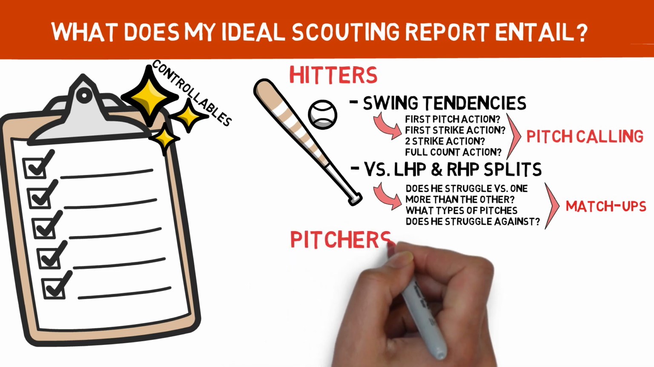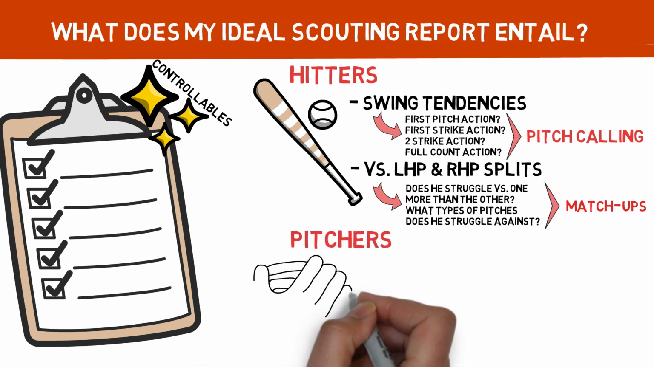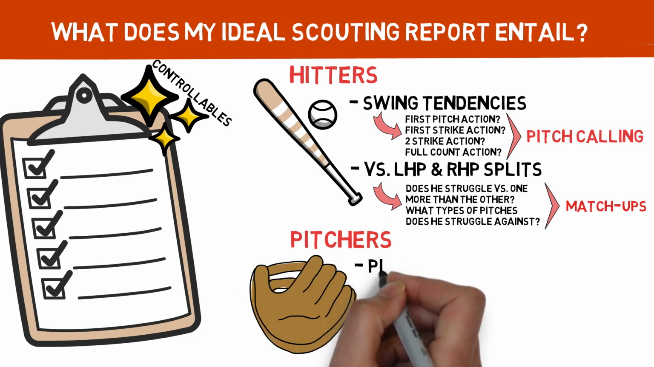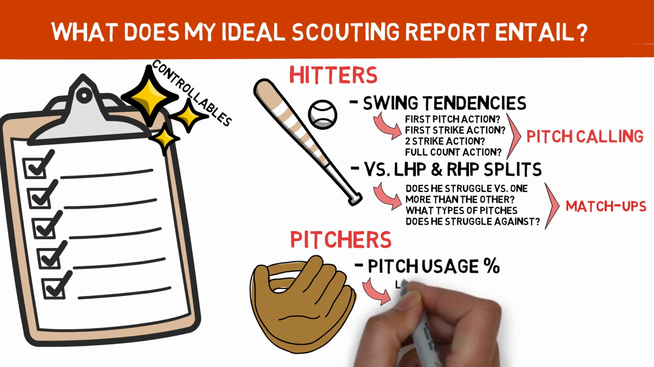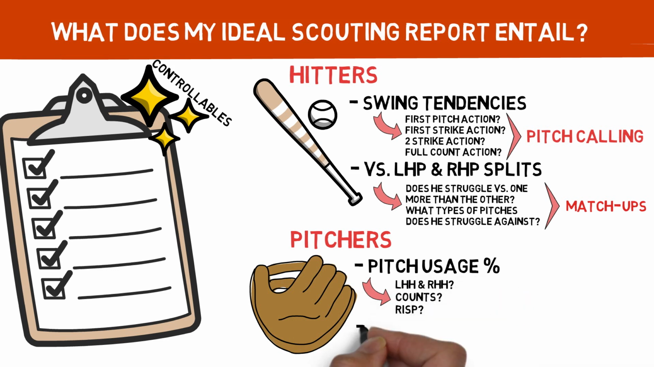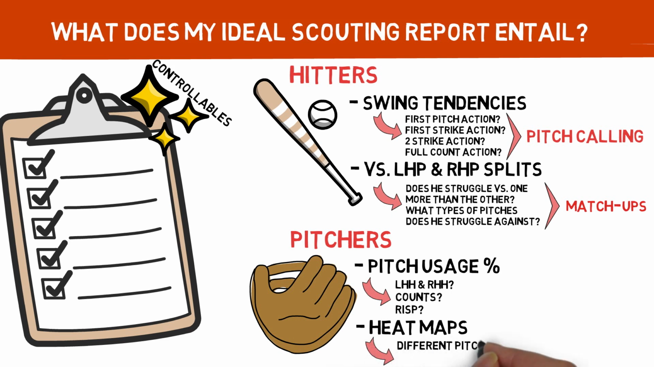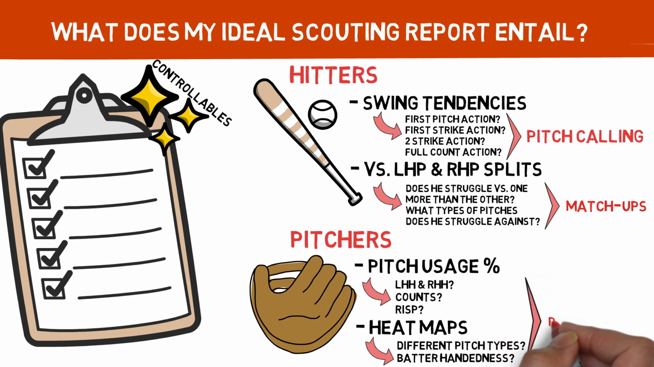Now let's take a look at the pitcher's scouting reports. To me, this really comes down to 2 major items as well. What percentage of the time do they use their pitches against lefties and righties in certain counts or with runners in scoring position? And where do they throw each of those pitches? Does it change from lefty to righty? Most often, guys have plans and tendencies that can be exposed as you begin to look into each athlete's stuff.